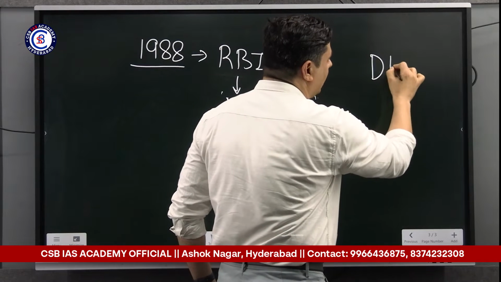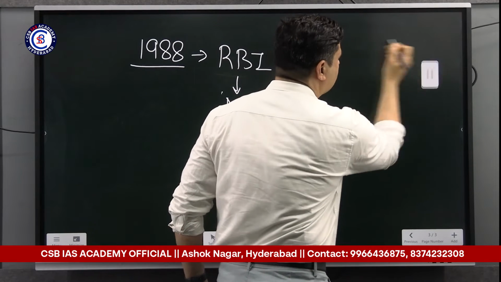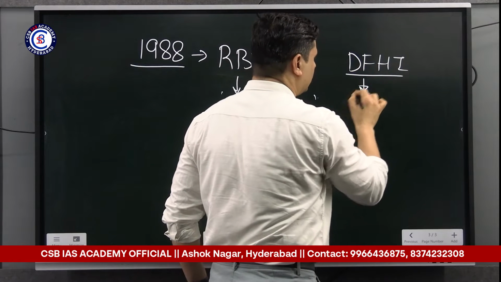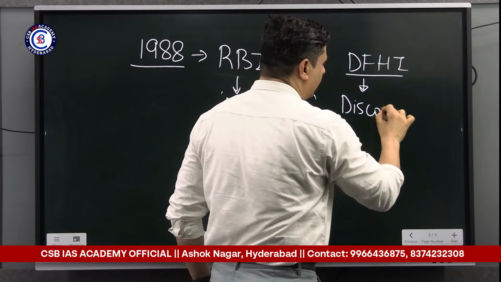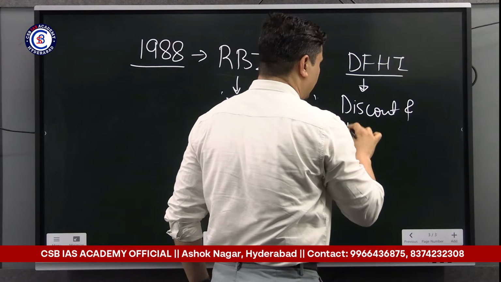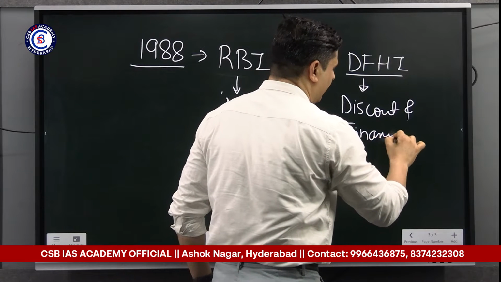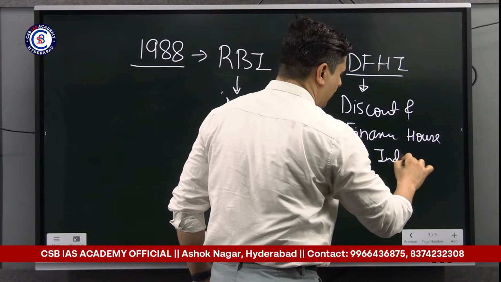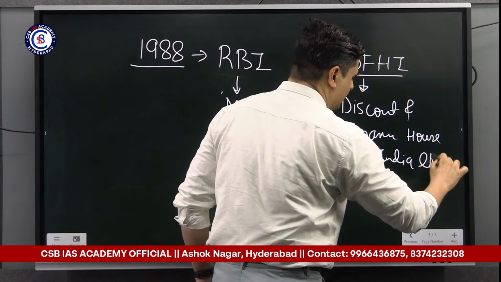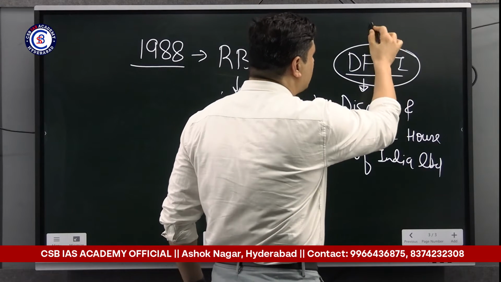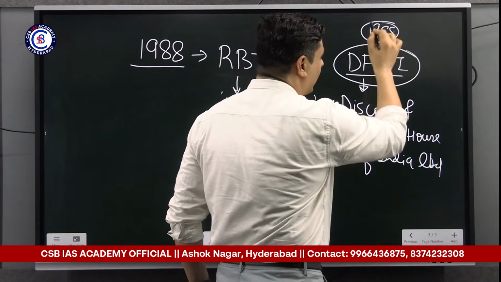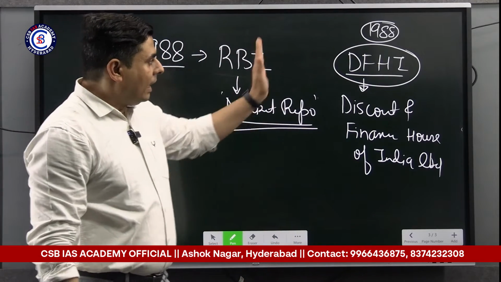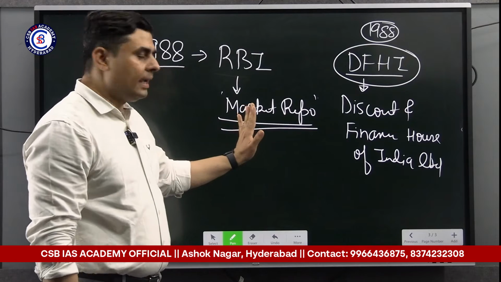Under the market repo system, RBI has allowed DFHI, that is, Discount and Finance House of India Limited. This organization was also established in 1988. So this organization was established in 1988, and under this organization, RBI allowed what?